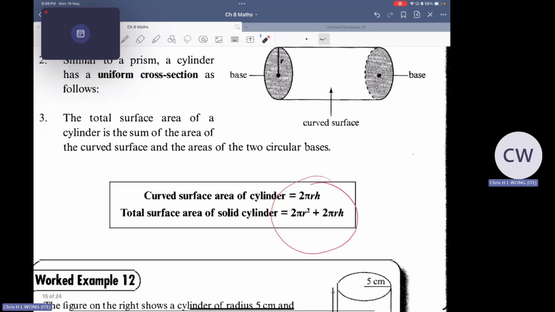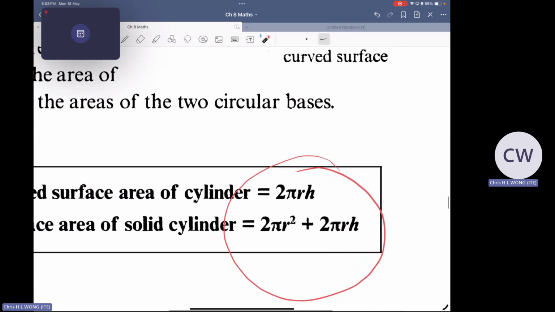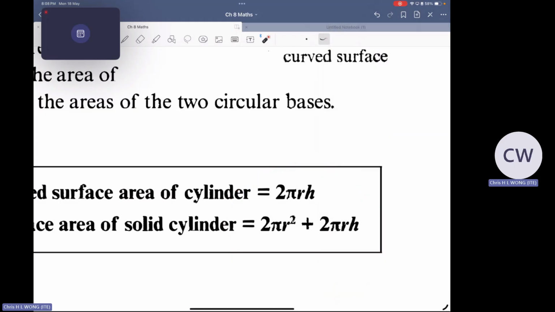You see, they give you a formula. Can you see? Look very carefully. Let me clear the screen first. The surface of the cylinder is 2 pi r h. Am I right? Now this one and this one are the same, right? Isn't it 2 pi r h?